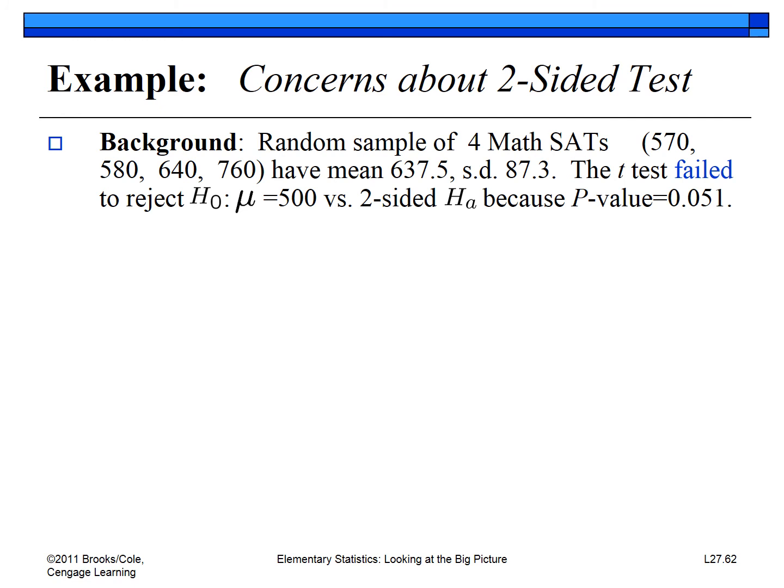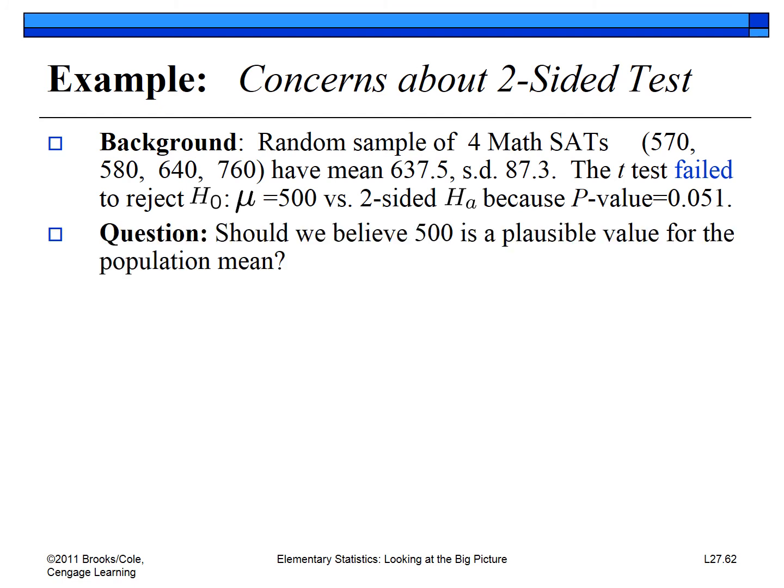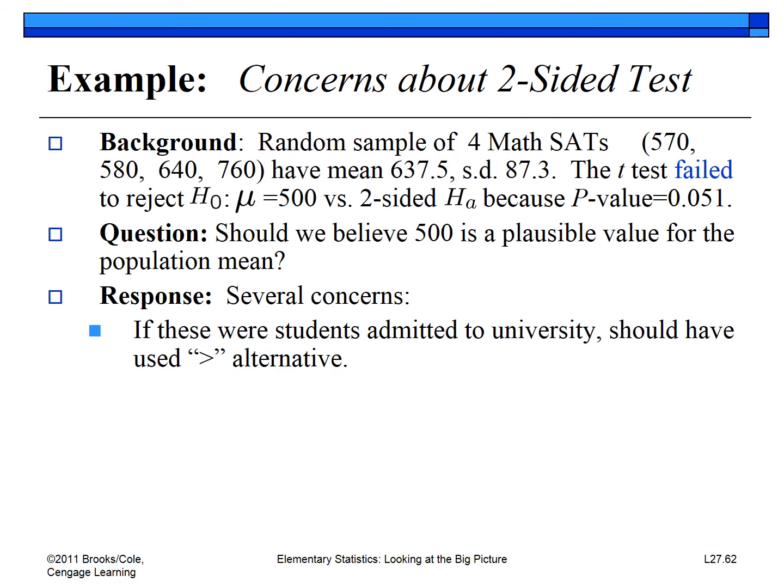That creates a concern. Our test failed to reject the null hypothesis on a two-sided alternative. So, should we believe that 500 is a plausible value for the population mean? Well, looking back, if the students from which we took this sample were students that had been admitted to a university, for example, we would expect their scores to be higher than those who weren't.